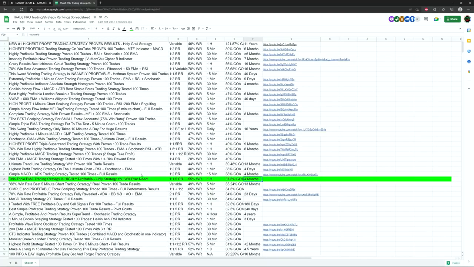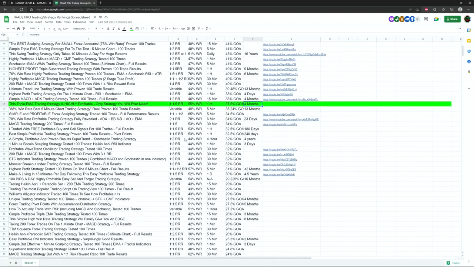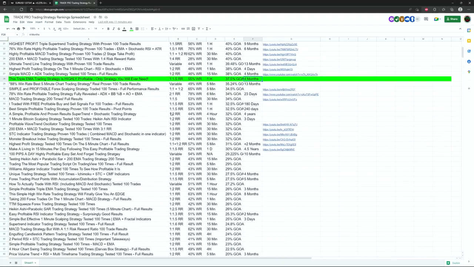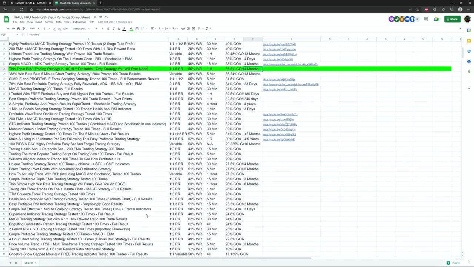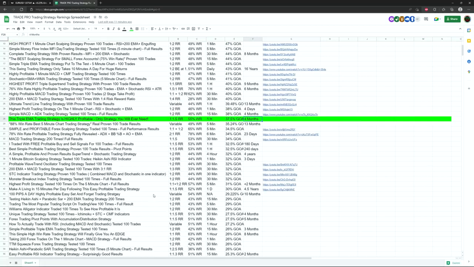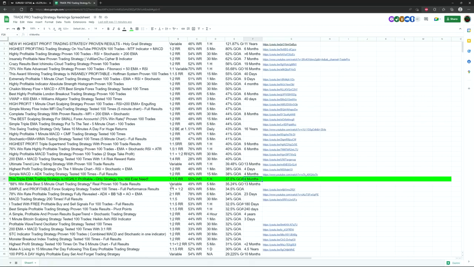And then other than those 2 above it, most of the other 1 to 1.5 risk to reward ratio tests are much lower on the strategy ranking spreadsheet. So this one definitely did quite well for a 1 to 1.5 risk to reward ratio. And that's going to pretty much wrap things up for this video.